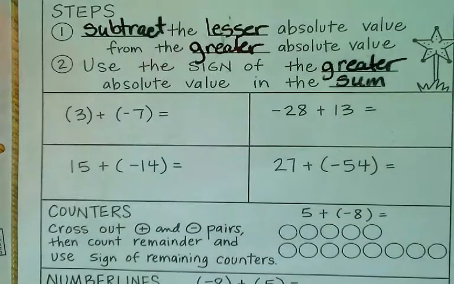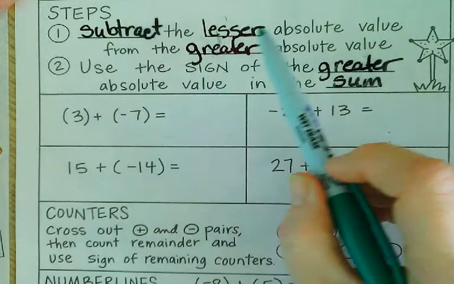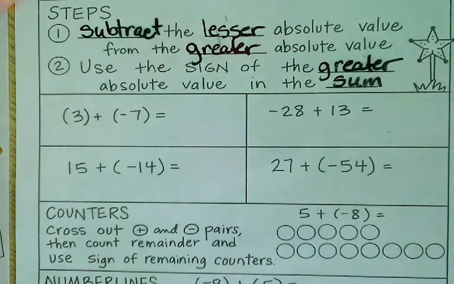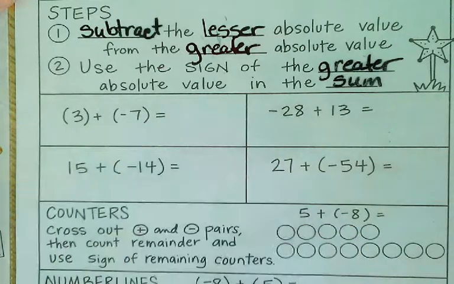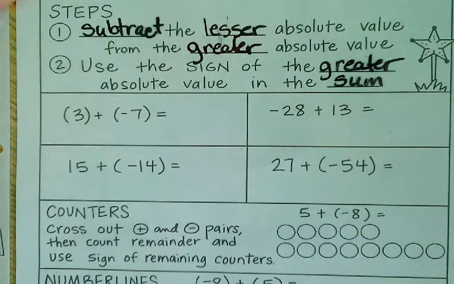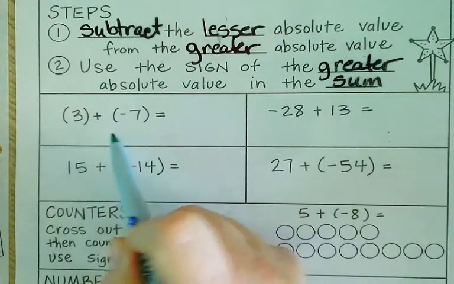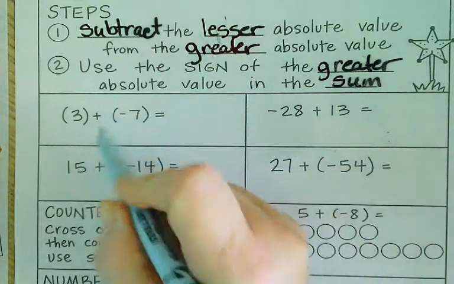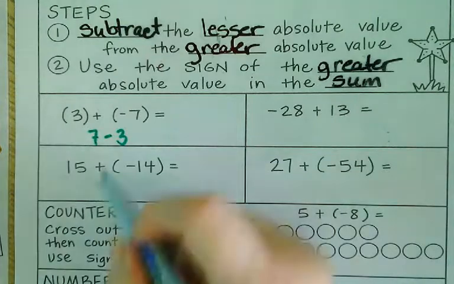3 plus -7. See, it's addition. Now it says to get the absolute value. The absolute value of 3 is 3, and the absolute value of -7 is what? Thank you, because absolute value has no sign. It's positive. All right, so we're going to subtract the lesser from the greater. That means 7 minus 3, okay, which equals 4. So we're going to put the answer here, 4.